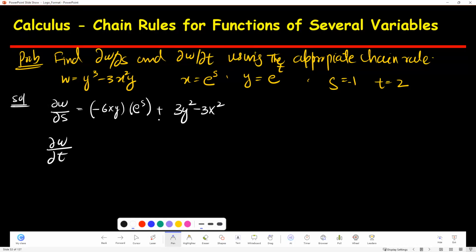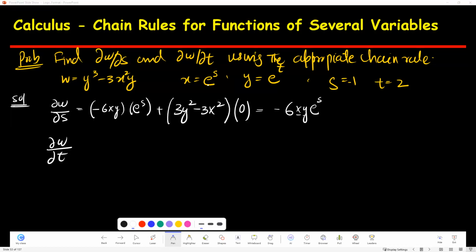Here, I'm going to write this: my dw over dy and then dy over ds. So dy over ds will be pretty much 0 because y doesn't have any s term, so it's going to be 0. So this whole term becomes 0, and I can write like this: minus 6xy e to the power s.